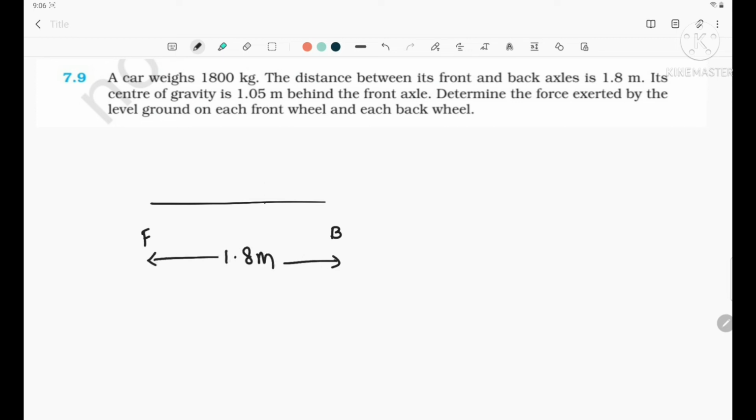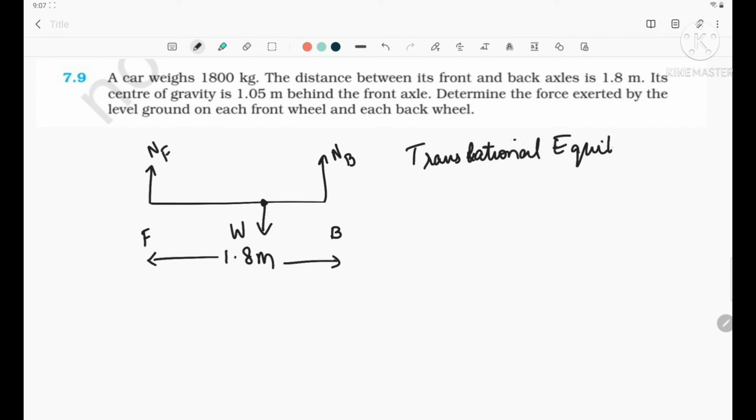The center of gravity is the point where the weight is acting, because we are considering the center of gravity and center of mass to be at the same point. In that case, the normal reaction on the front is NF and the normal reaction on the back is NB. This entire car is in translational as well as rotational equilibrium. When it is in translational equilibrium, what are the forces acting here? NF plus NB is equal to the weight of the object.